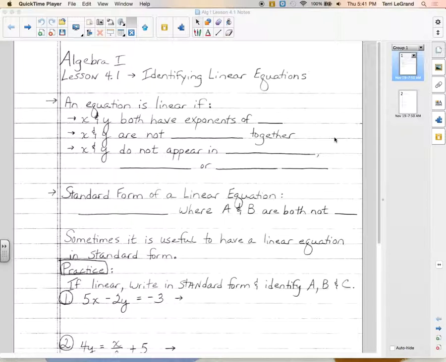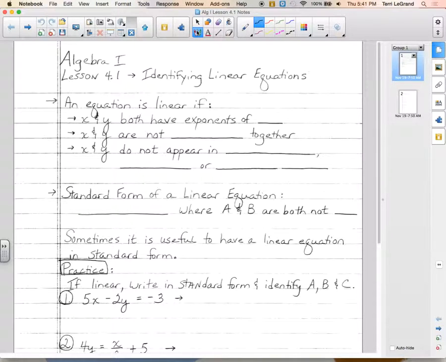So let's start with, an equation is linear if x and y both have exponents of 1. Or in other words, they're just x to the first power and y to the first power, which typically, when something is to the first power, we just don't write that exponent. It's linear if x and y are not multiplied together. So x's and y's can be getting added in an equation, but if x is being multiplied by y, then it is not linear.